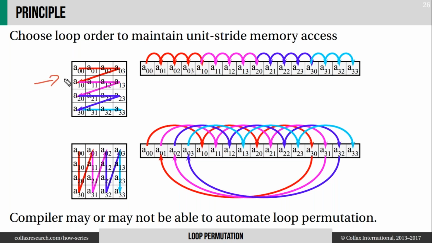Here I'm illustrating access pattern to a matrix, where the matrix is stored in the row major format. So this row is stored here. This row is stored there, and so on. Suppose I'm doing something like matrix vector multiplication, and I need to visit each element once.